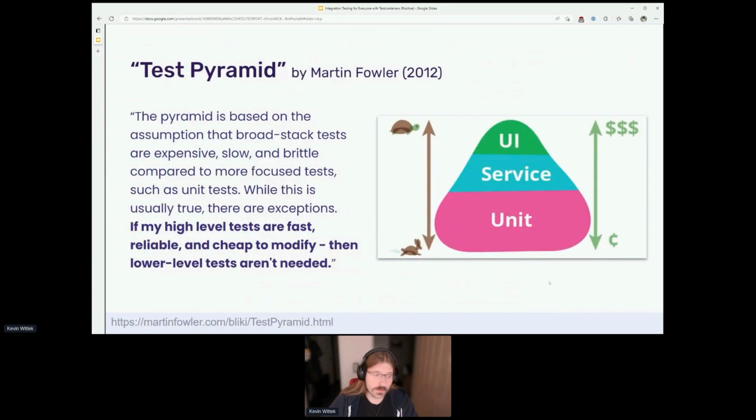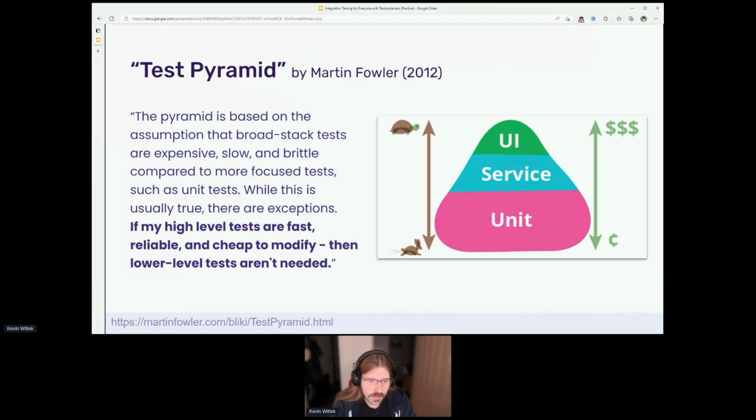Martin Fowler, 2012, a blog post that adds a little bit more context to the layers. That's why I like this diagram a lot. He says the pyramid is based on the assumption that broad stack tests are expensive, slow, and brittle, compared to more focused tests such as unit tests. While this is usually true, there are exceptions. If my high-level tests are fast, reliable, and cheap to modify, then lower-level tests aren't needed.